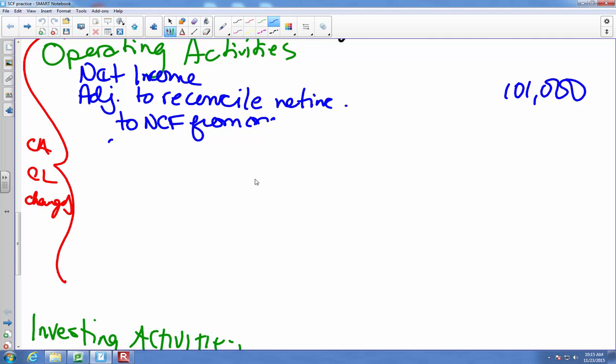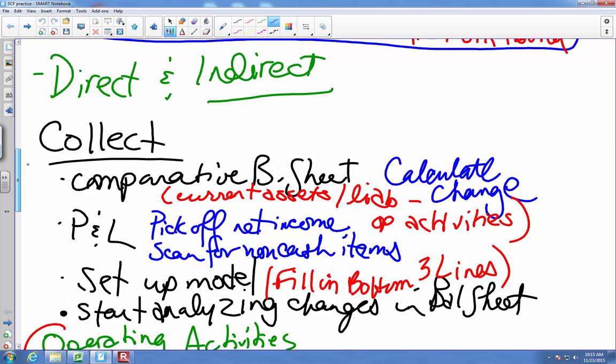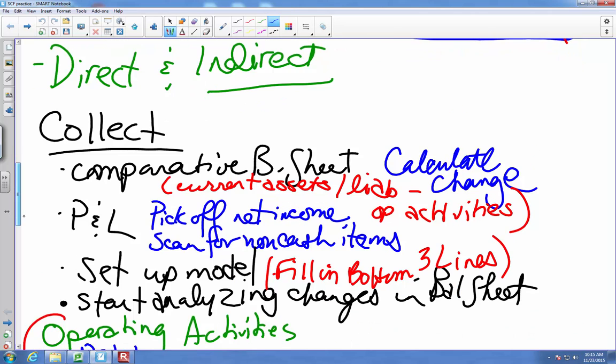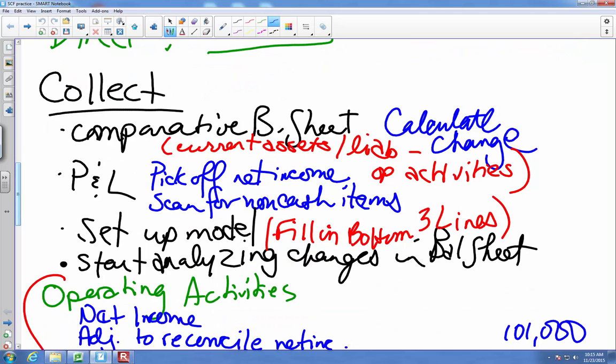Okay, so we were to go through operating activities, and just to go back again and start with a little bit of a refresher. We've got pretty much everything in front of us on the sheet of paper. We've got our comparative balance sheet, and I'm assuming that you all calculated the change column, right? You don't know what to do with the long-term assets or liabilities yet, but other than that, just get the change. And then we have our P&L, and we picked up the net income and put it down here, the 101,000, right?